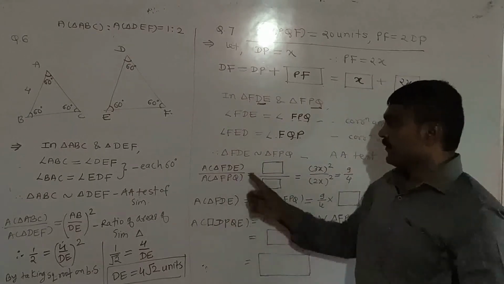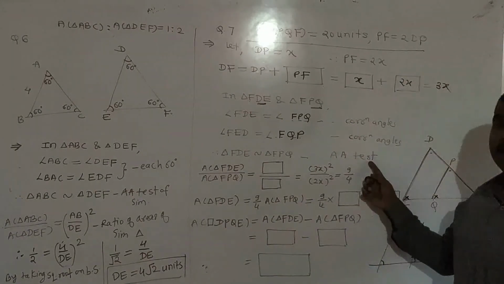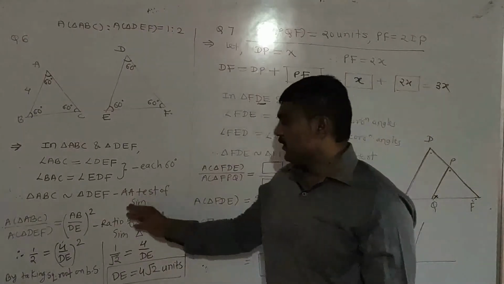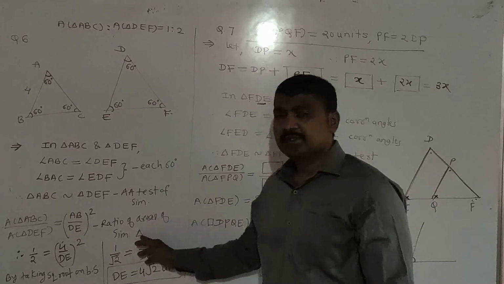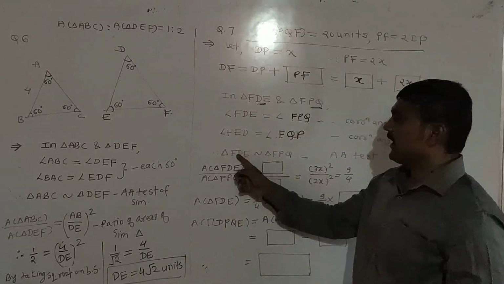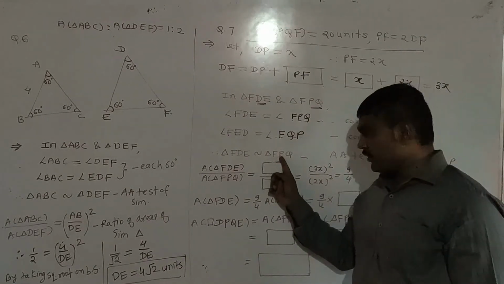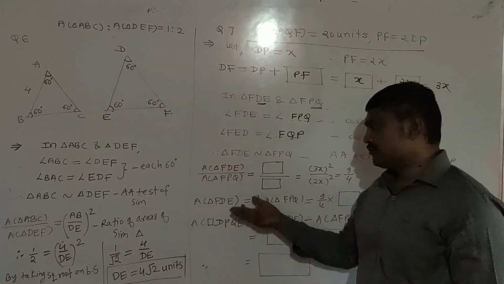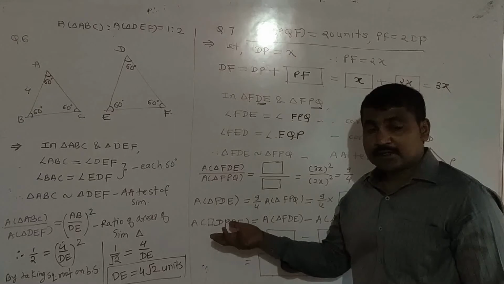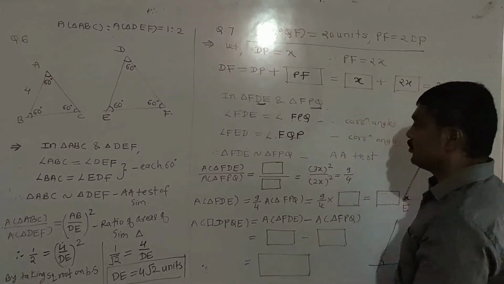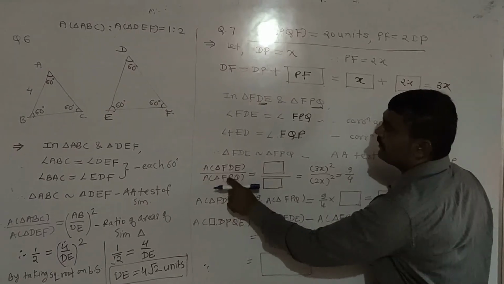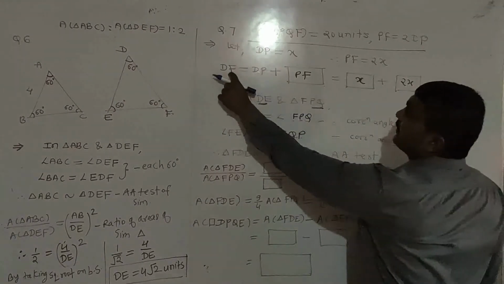Now next, these two triangles are similar by a test of similarity. So which theorem will we apply? Ratio of areas of similar triangles. So area of triangle FDE upon area of triangle FPQ, which is written here. What should we write? We should take the square of the ratio of their corresponding sides. So when you write FD, we should write FP. Is it given FD, FP? What is given here? DF.